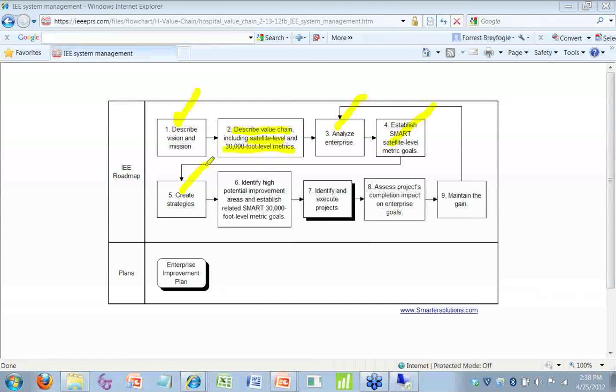And then what we want to do is create strategies that are aligned to the financials that you can get your arms around. Then we want to look at high potential areas. And we also want to establish 30,000 foot level metric goals that are SMART. That's specific, measurable, actionable, relevant, and time-based. And then we want to identify and execute projects. So now when we put together these 30,000 foot level metric goals, those are aligned to the process owner. So we're looking at the big picture to figure out where we could focus our improvement efforts.